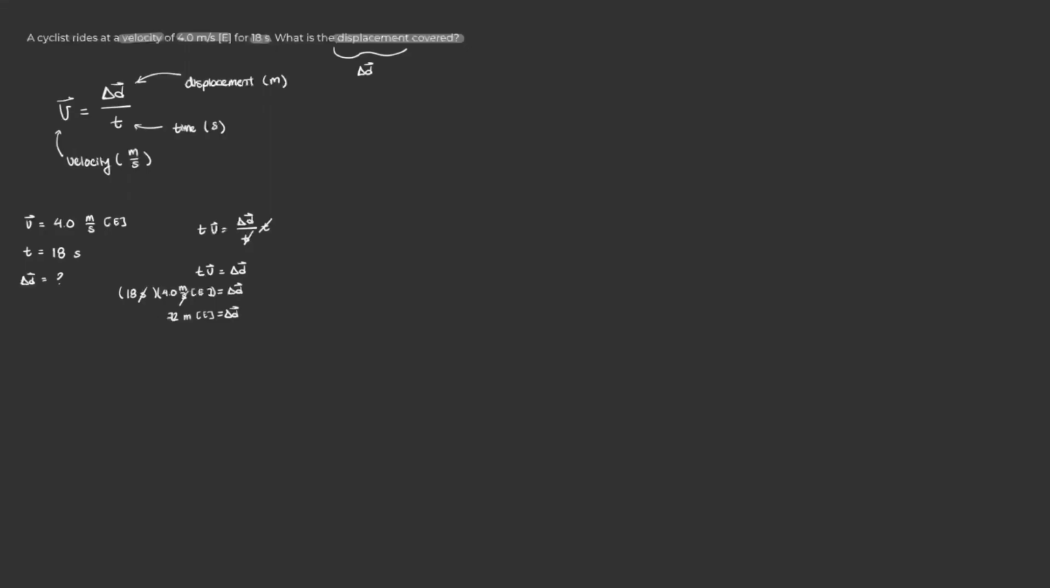But we should also check our significant digits. So we have 4.0, that's 2 sig figs on the velocity. 18 seconds, that's 2 sig figs on the time. 72 is 2 sig figs, so we don't even have to change anything up. But just remember to keep that in mind on tests. Sometimes they can get a little bit tricky.